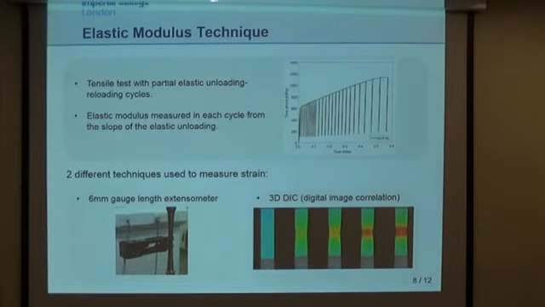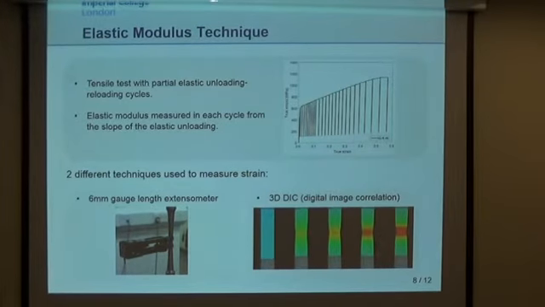The elastic modulus technique has been used for many years by authors like Lemaitre or Bonora, and it consists of a tensile test, but instead of developing the tensile test in a continuous manner up to fracture, partial unloadings and reloading cycles are done at different plastic strain levels, and from the slope of these unloading-reloading cycles we can measure the elastic modulus and therefore damage.